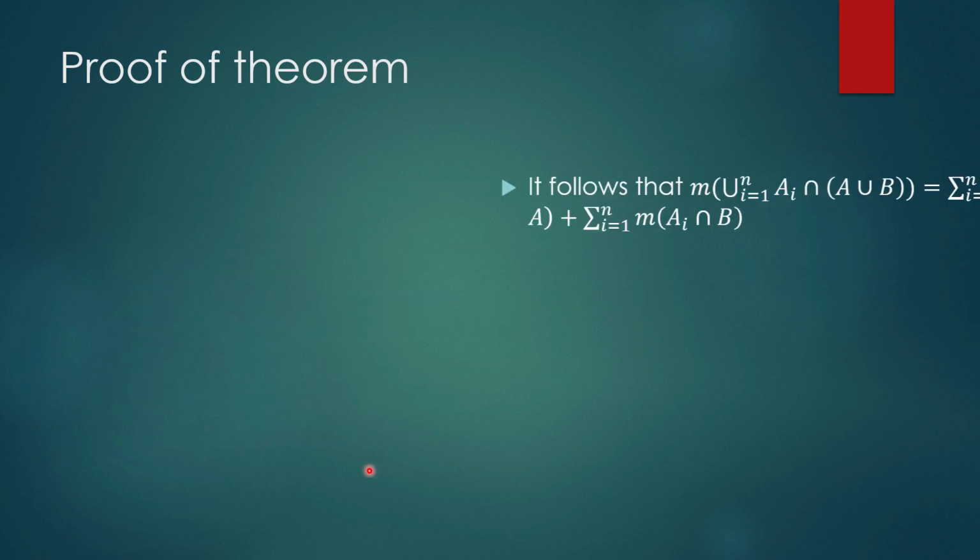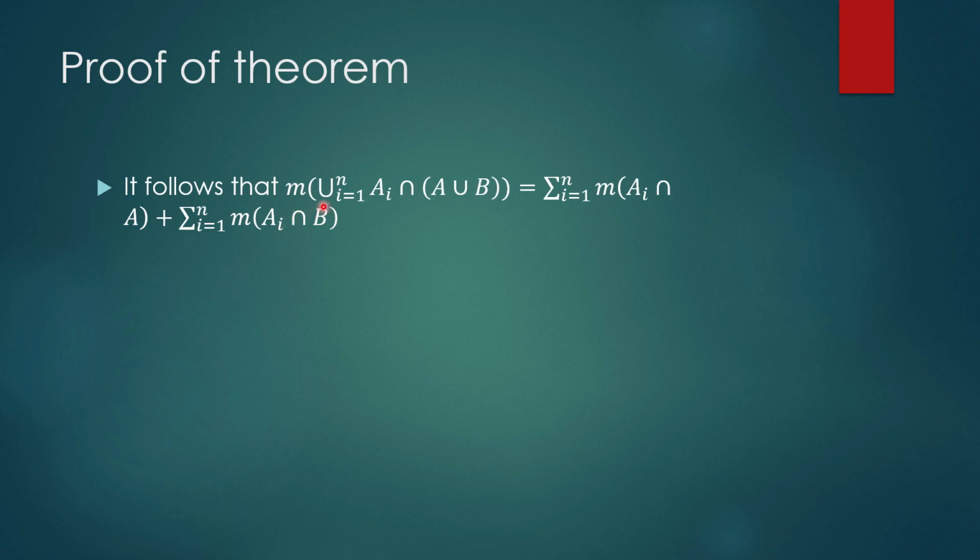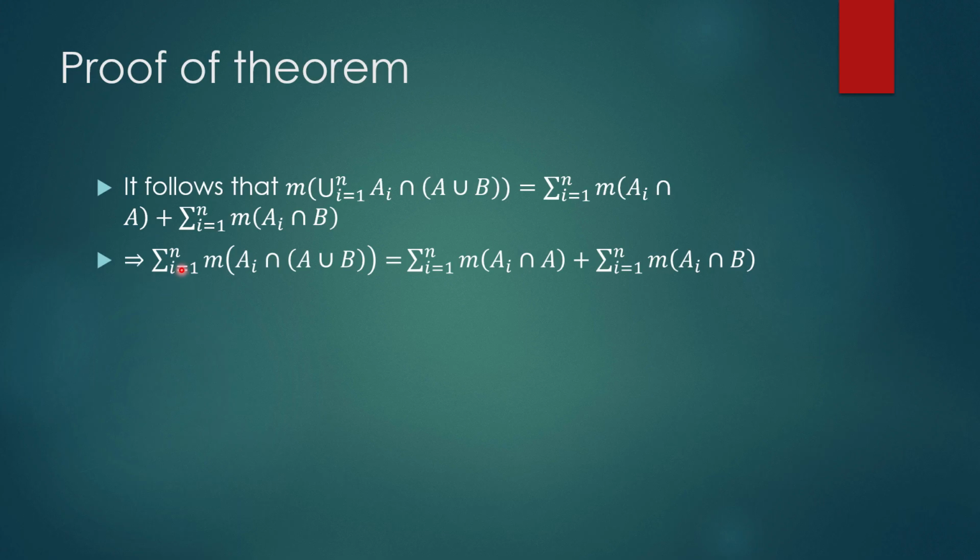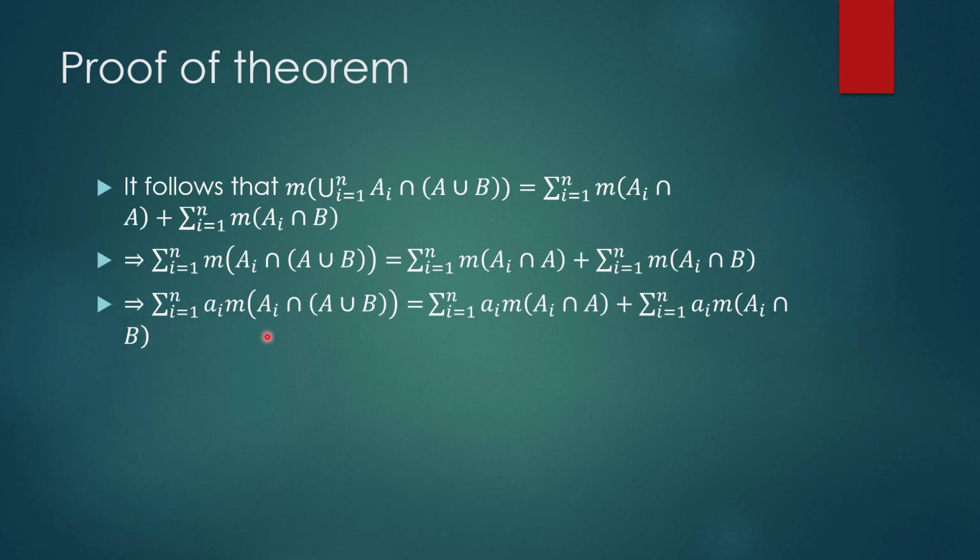All right, so ultimately it follows that the measure of the union, i running from 1 to n, of ai intersection a union b is exactly equal to this one, this summation. Okay, implies that the summation, i running from 1 to n, of m ai intersection a union b is exactly equal to this one. So implies that the summation, i running from 1 to n, of ai times m ai intersection a union b is equal to this summation plus this summation. So hence this summation is exactly equal to what is this? This is multiplication of both sides by small ai. This is your integral of phi over the set a union b, and the left hand side is over the set a plus over the set b. Okay, so we are able to prove that one.